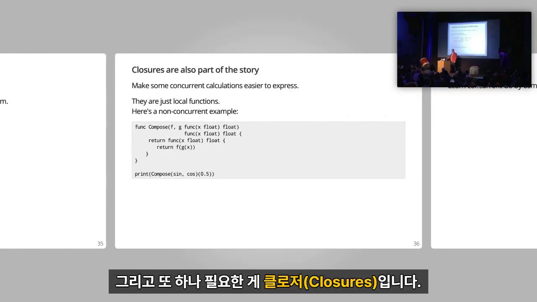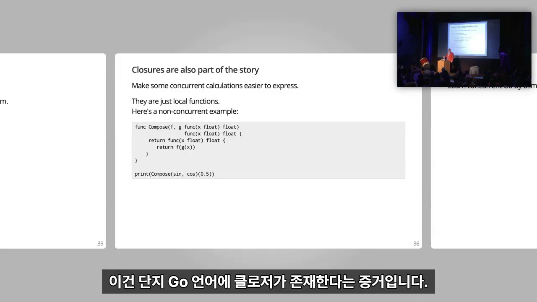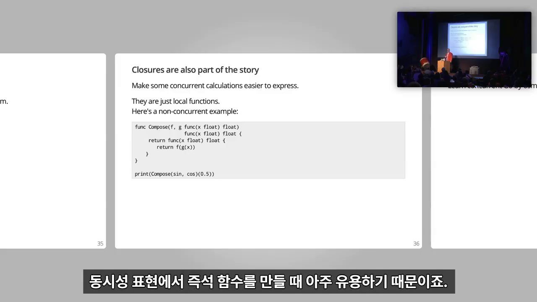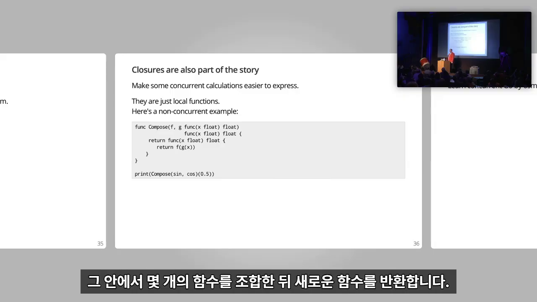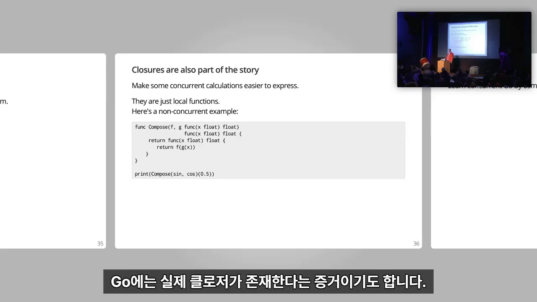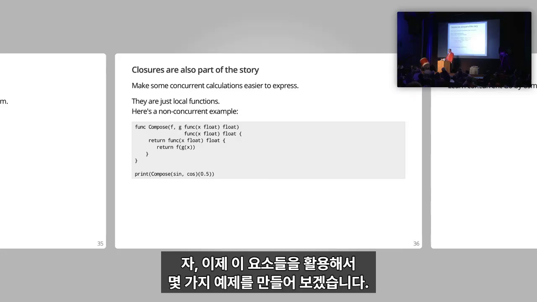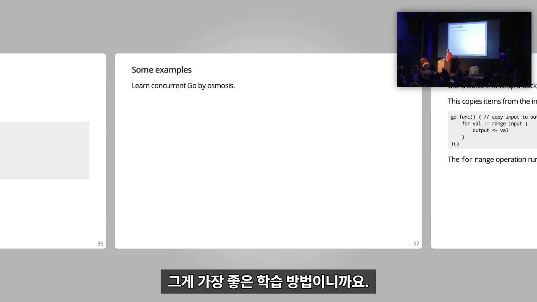You also need closures. I showed you a closure under the covers before. Here's just proof that you have them in the language, because they're very handy in concurrent expressions of things to create nonce procedures. So you can create a function that, in this case, composes a couple more functions and returns a function. It's just to show that it works, and they're real closures in Go. So let's use these elements to build some examples, and I hope you'll learn a little bit of concurrent Go programming by osmosis, which is the best way to learn.